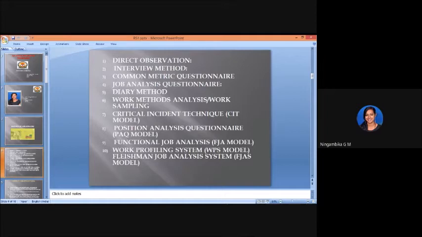Among these, there are a few things which are very important. If you can see here, CIT, that is critical incident technique, can be asked for 10 marks, and Fleishman, that is FJAS, and PAQ model. These three questions have been asked repeatedly in many of the VTU question papers. So let us understand in detail one after the other. The first one is direct observation.